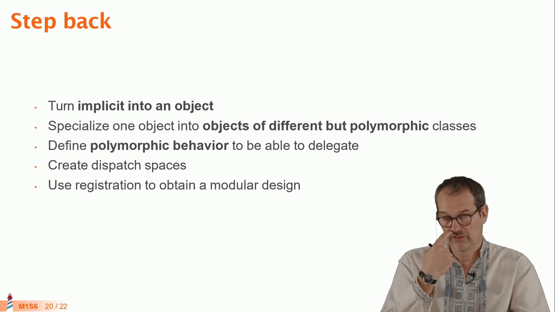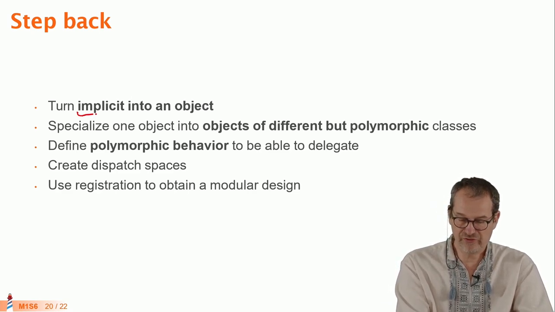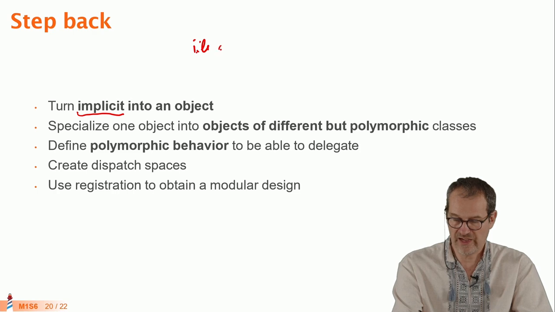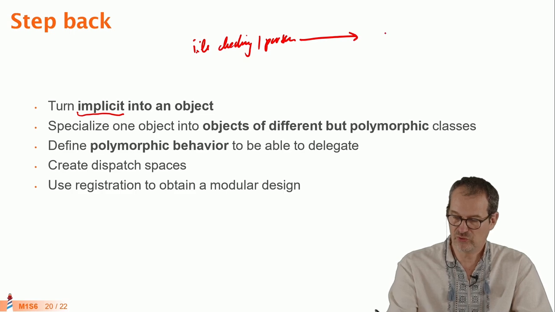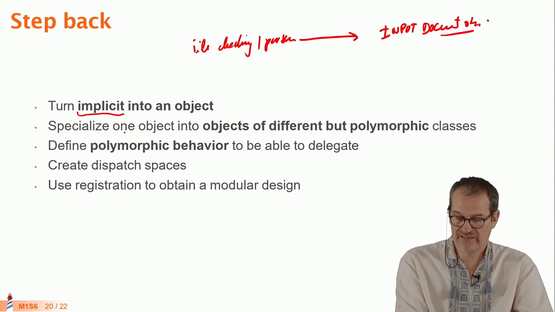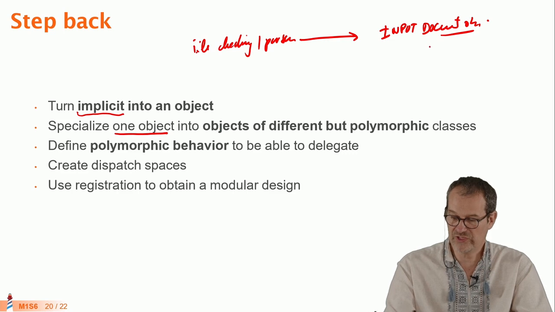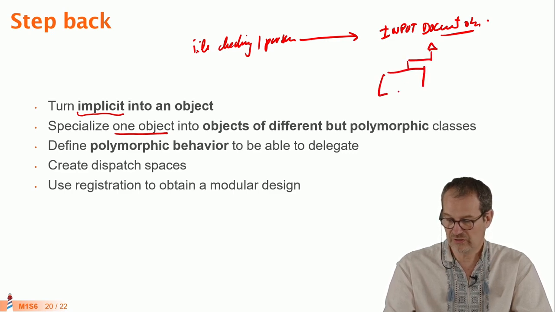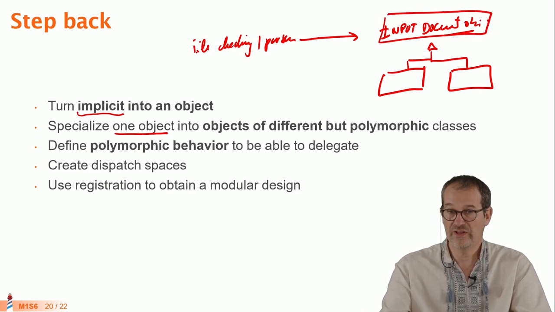So to step back, what we did, we turned implicit things into an object. Basically, we were doing file checking plus parser, and we turned that into an input document object. We specialized this one object because at the beginning there was only one. We specialized it into hierarchies. So we went from one single class input document and turned it into an abstract class with Microdown and Pillar.